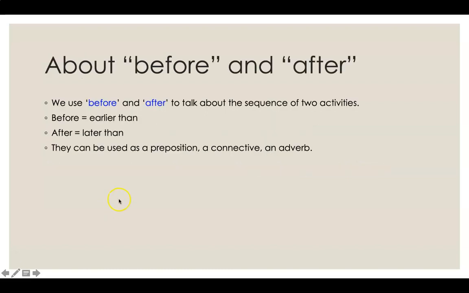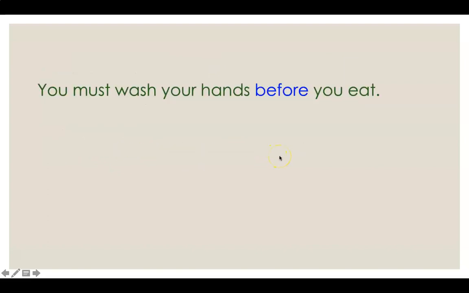Now, let's look at the meaning of these two words. We use before and after to talk about the sequence of two activities. That means the order of two activities. Which activity happens first and which activity happens later. Before means earlier than. After means later than. We will look at some more examples later. They can be used as a preposition, a connective, or an adverb.